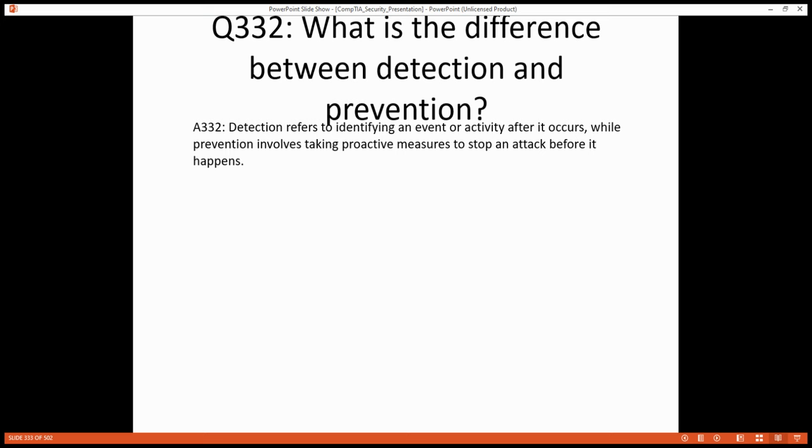Q332. What is the difference between detection and prevention? A332. Detection refers to identifying an event or activity after it occurs, while prevention involves taking proactive measures to stop an attack before it happens.